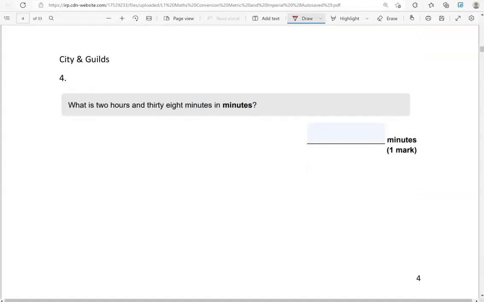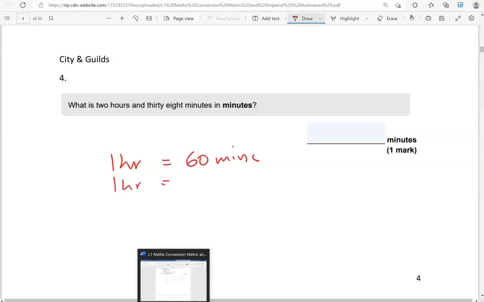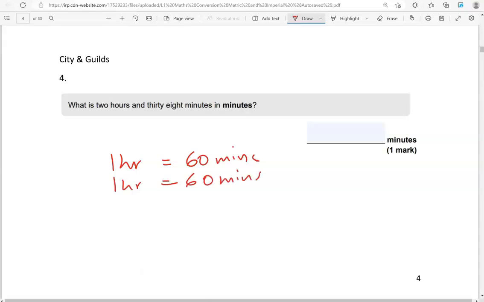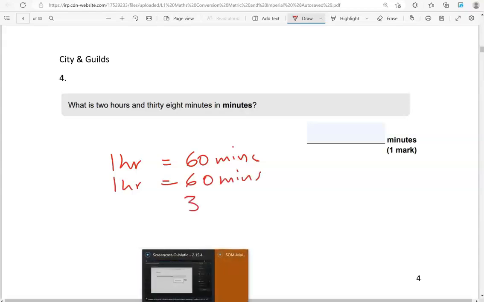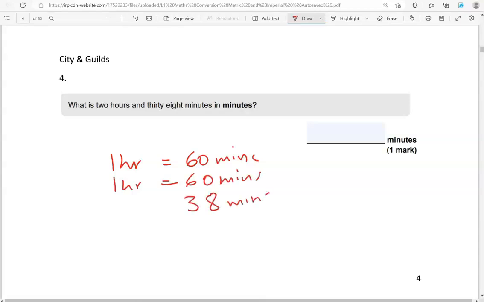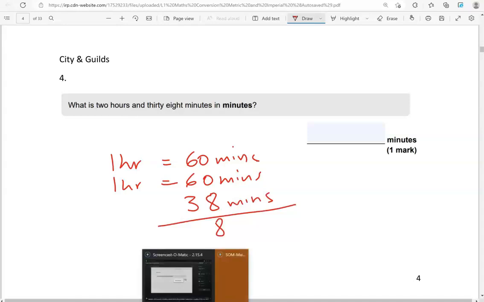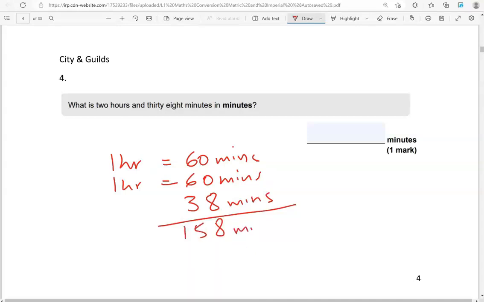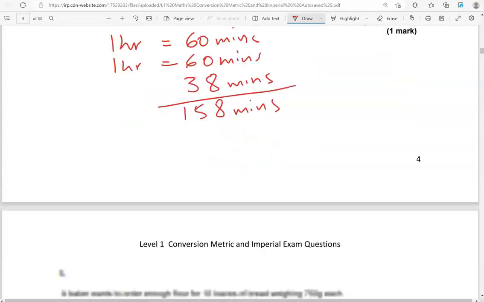What is 2 hours and 38 minutes in minutes? So 1 hour is equal to 60 minutes. We've got another hour, because it's 2 of them, so another 60 minutes. And then we have 38 minutes. So we've got 8, 6 and 6 is 12, and a 3, that is 15. So 158 minutes.